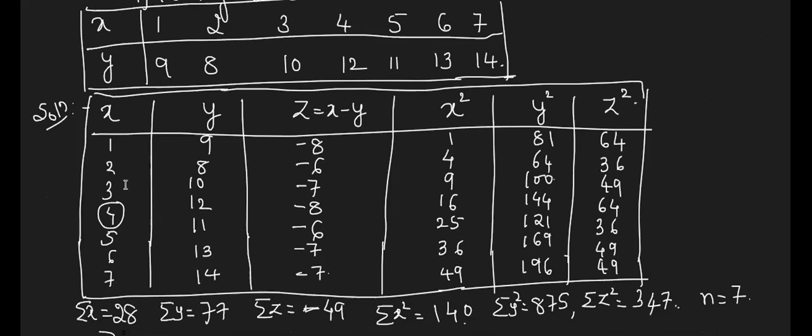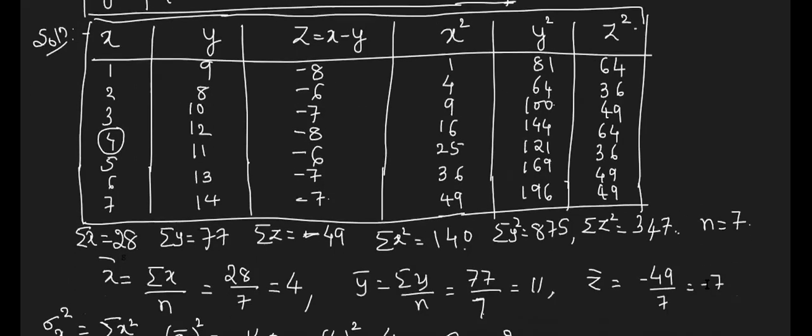So these values are simpler ones. Take the given values and z should be considered as difference between the corresponding values of x and y. Then here you can square the values. After this, just add the columns so that we are interested in getting the values of summation of x, summation y, summation z, summation x square, summation y square and summation z square. One more thing you can observe, the number of set of values given are 7. So that has to be taken as n.